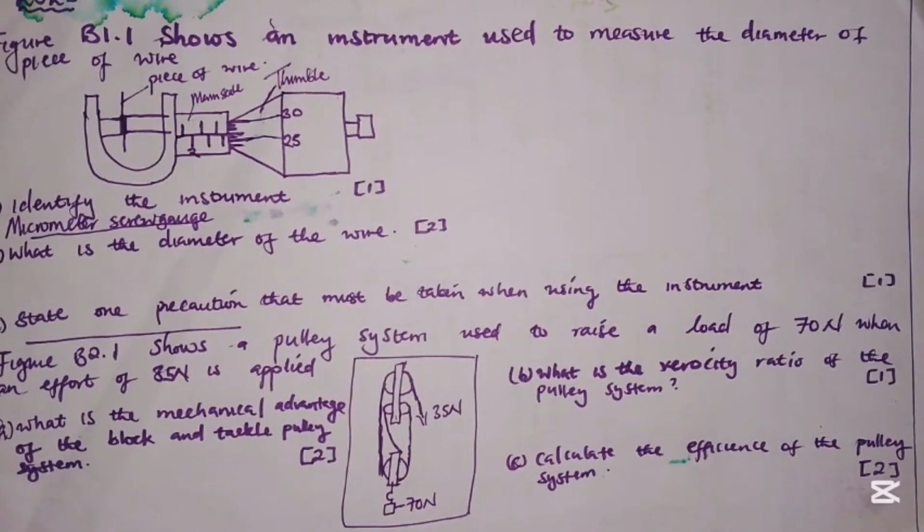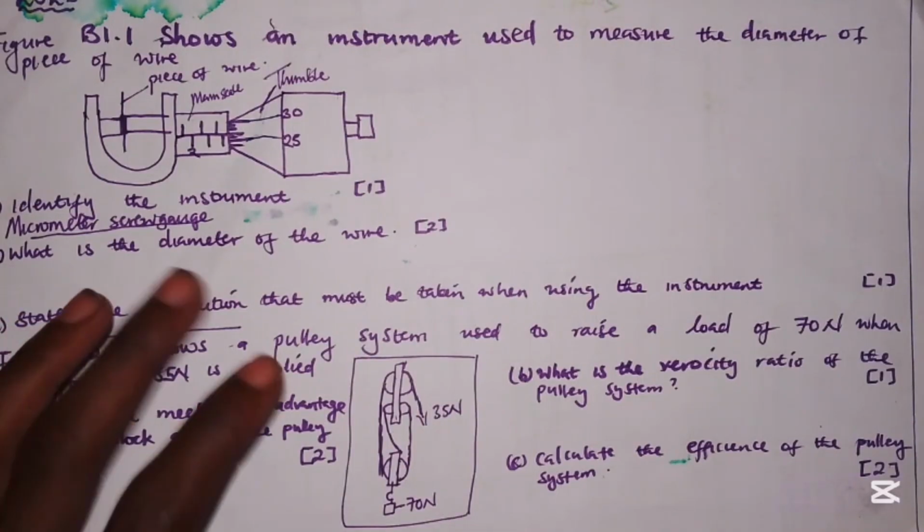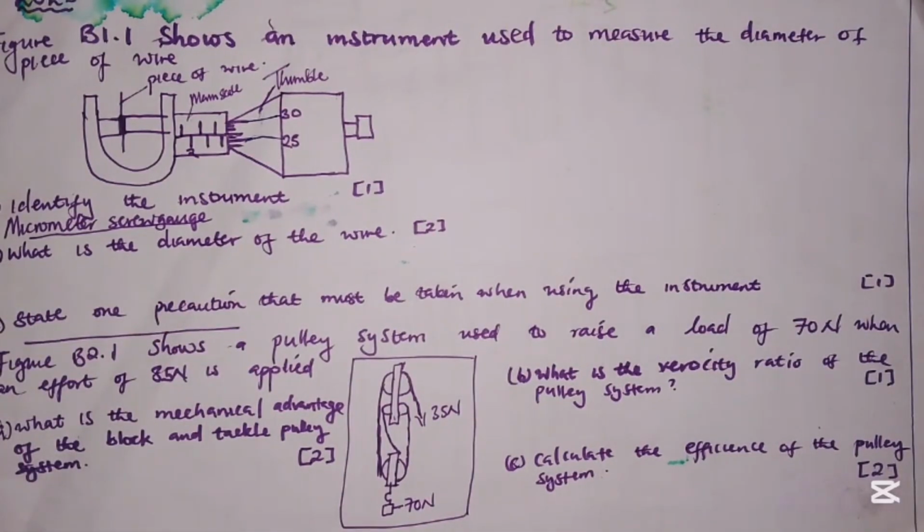The second question is saying, what is the diameter of the wire? Here is where we have to apply the calculation. How do you measure or calculate the diameter of something using a micrometer screw gauge? You only need 3 steps which will help us to calculate the diameter of the wire. So what are those 3 steps which we need?